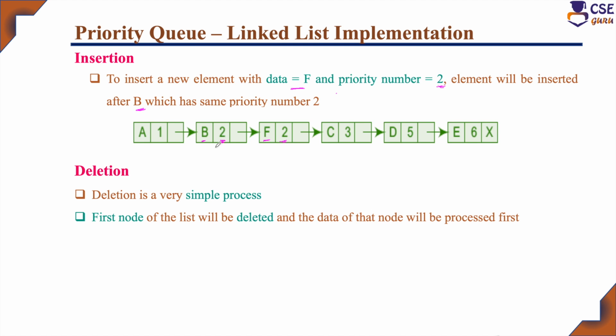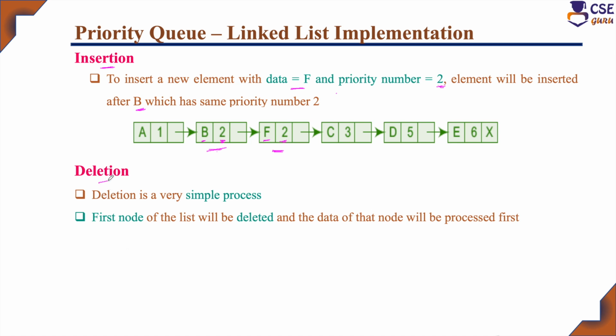First come first served, because element B with priority 2 is already there in the linked list. Now only element F with priority number 2 you are going to insert. So first come first served. B will be served first, then only F will be served. So this procedure you need to follow before inserting a node with the same priority. So this is all about insertion in a priority queue using linked list implementation.